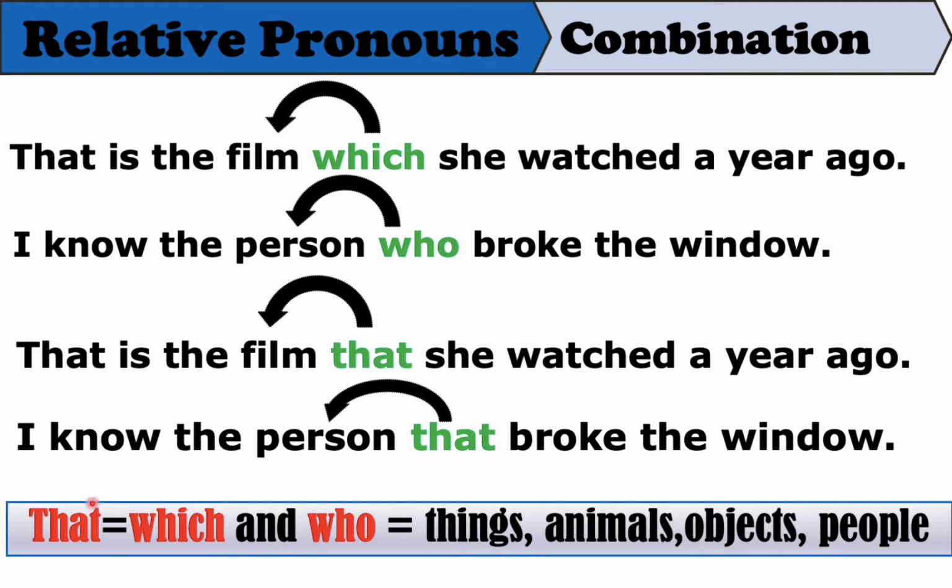Good. So please remember that we have that, which, who. We have who, it is for people. Who, when it refers back to the subject, and whom when it refers back to the object, and they are used for people. Which is used for things, objects, or animals. And that is used for things, animals, objects, and people. Okay. Good. Now let's move to another example.